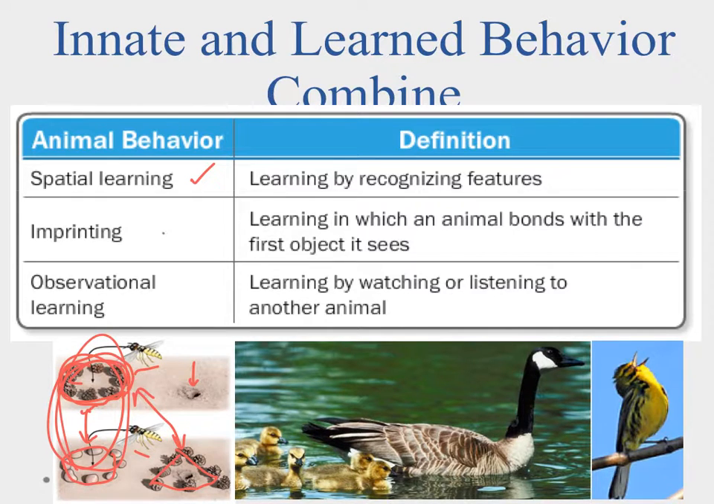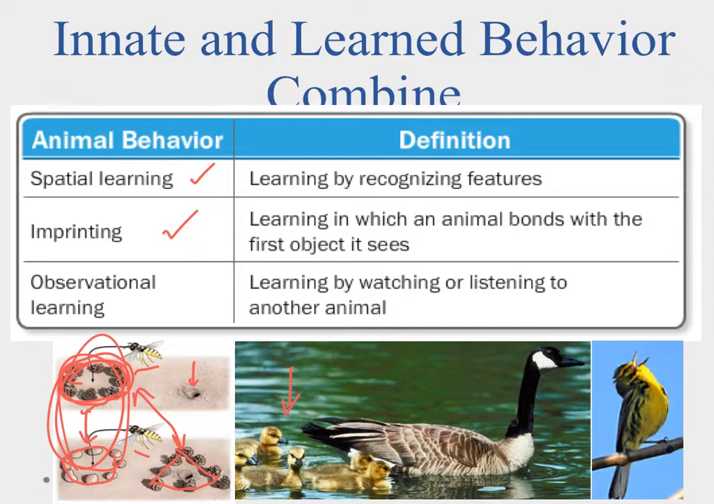Another type of behavior is what we call imprinting. And imprinting is where a baby animal will bond with the first object it sees. And we see a lot of that in ducklings and things of that nature, where when they hatch, they'll imprint on the mom, and that's why they know to follow the mom around.